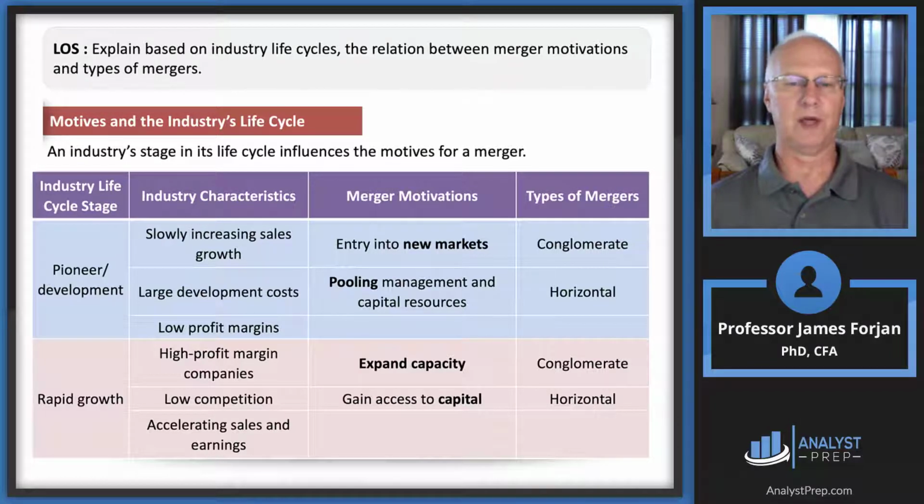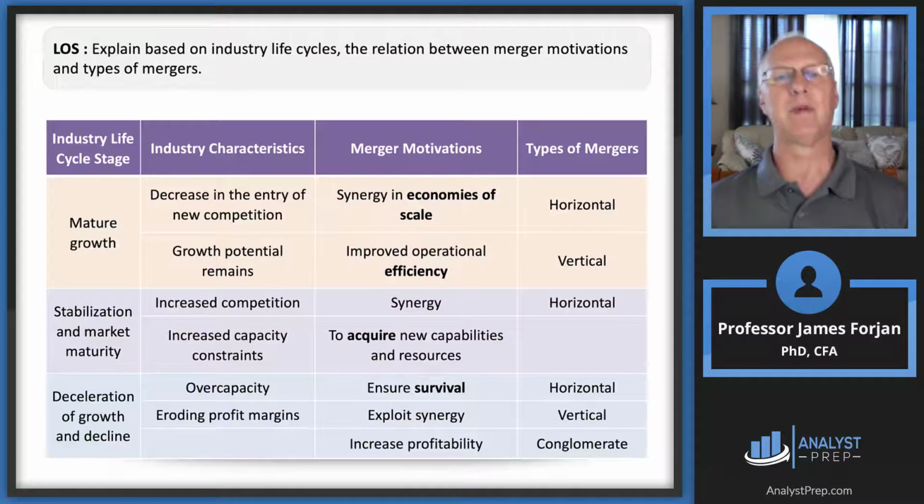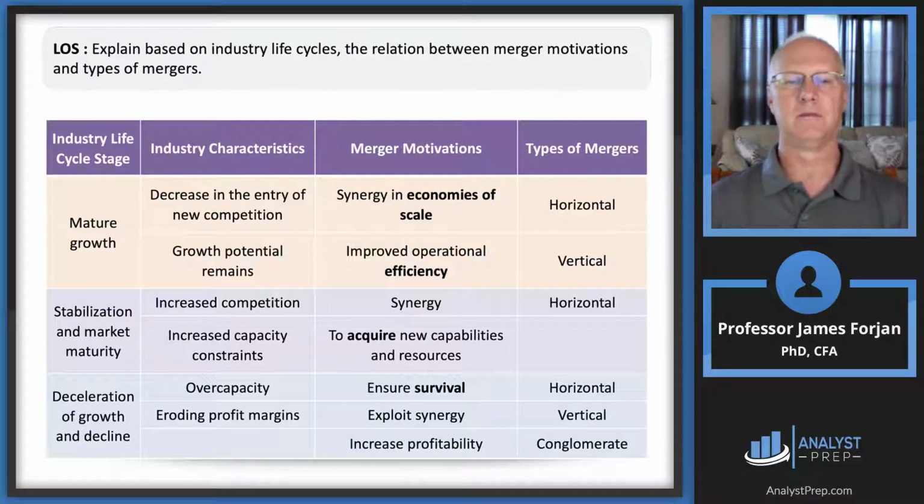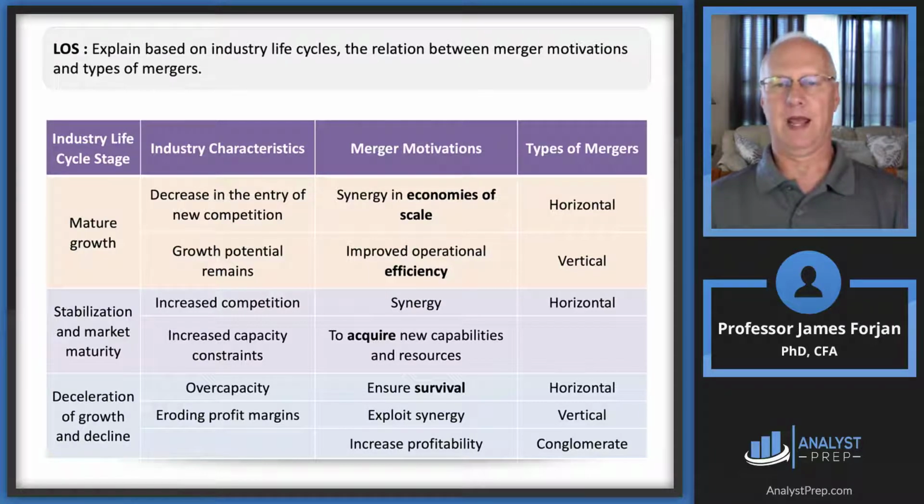During rapid growth, I think this is kind of what I was talking about earlier. And so we're going to expand capacity and gain access to capital. And then mature growth, here's where those synergies really come in: economies of scale plus economies of scope. So what did I say there? I said revenue enhancements and operational efficiencies, meaning reduction in expenses, operating expenses. The reading refers to that as improved operational efficiency.